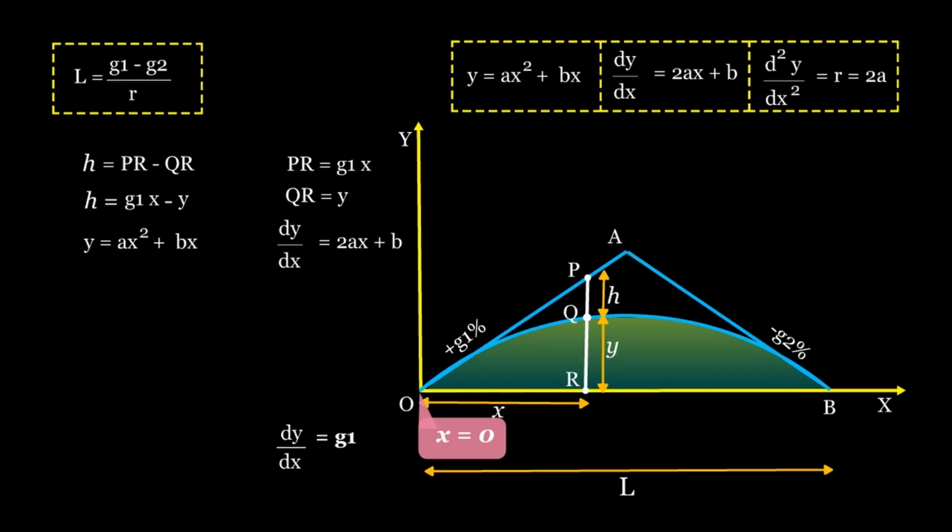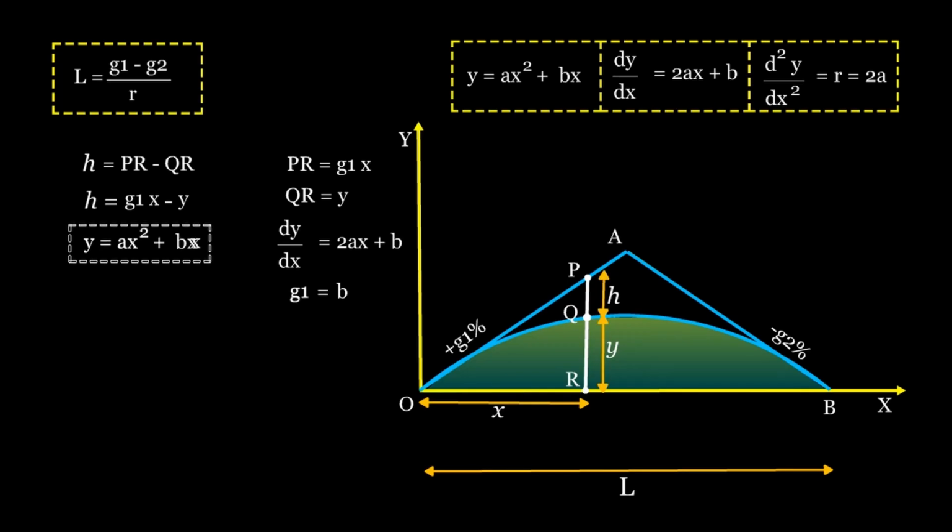As we know, dy by dx equals 2ax plus b. Here, x equals 0 means 2ax equals 0. So, dy by dx, that is g1 equals b. Now substituting g1 instead of b in the general equation, y equals ax squared plus g1x. Rearranging, negative ax squared equals negative g1x plus y. We already knew that h equals g1x minus y. Rearranging again, h equals ax squared.